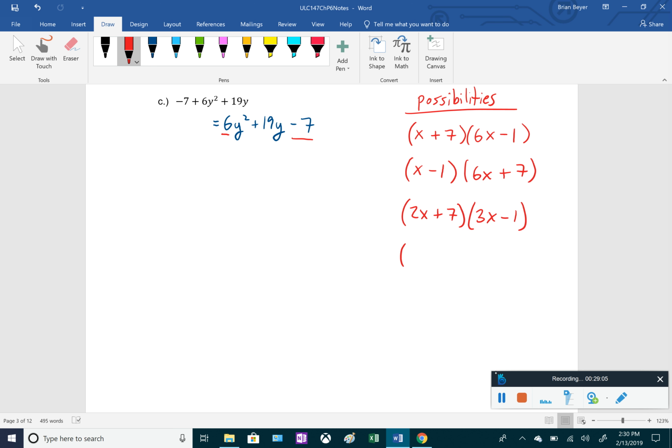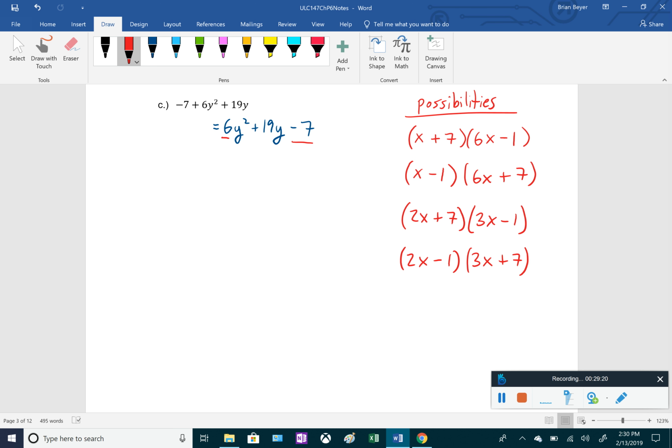And we can have 2x minus 1 times 3x plus 7. So it starts to become a headache trying to get all the possibilities in here. And then, let's see. So we're actually only halfway done.